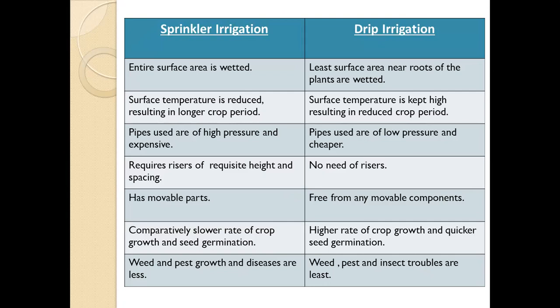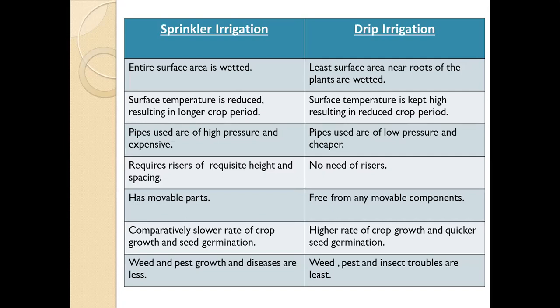Pipes used are high pressure and expensive in sprinkler irrigation, and in drip, pipes used are low pressure and cheaper. Risers of requisite height and spacing are required in sprinkler, while in drip irrigation, there is no need of risers. A sprinkler has movable parts, while drip irrigation is free from any movable components. Comparatively slower rate of crop growth and seed germination in sprinkler irrigation, while higher rate of crop growth and quicker seed germination in drip irrigation.